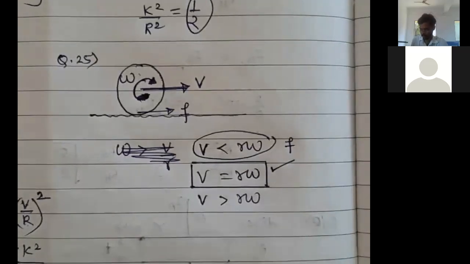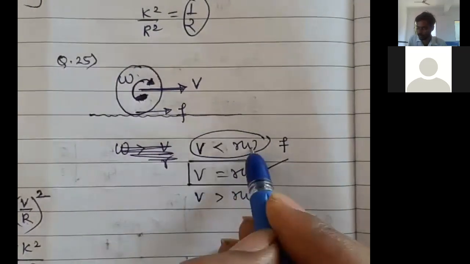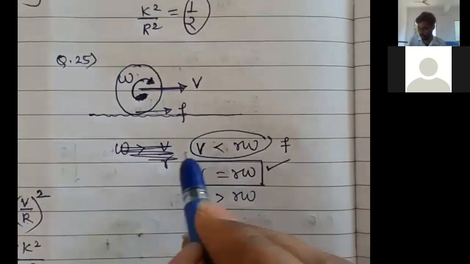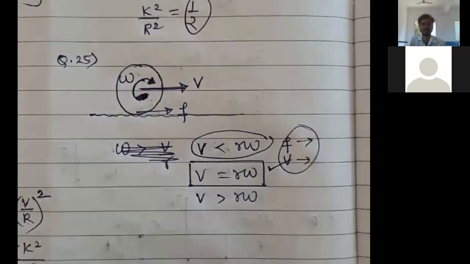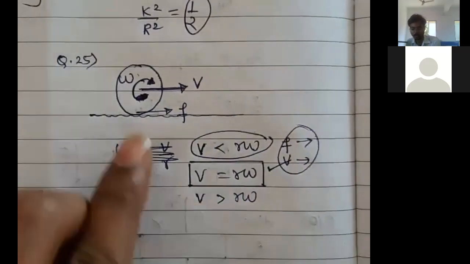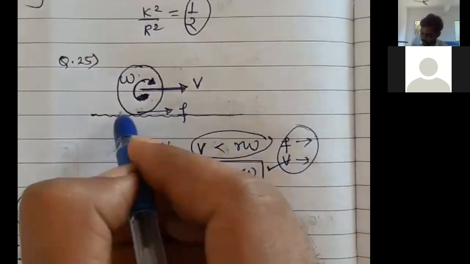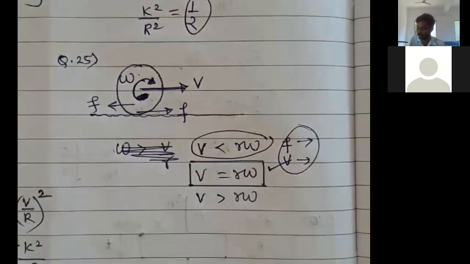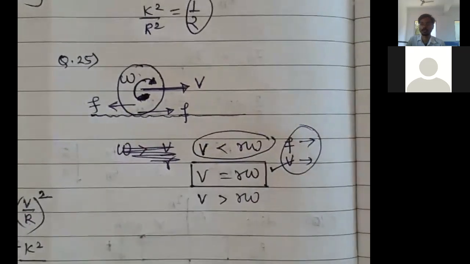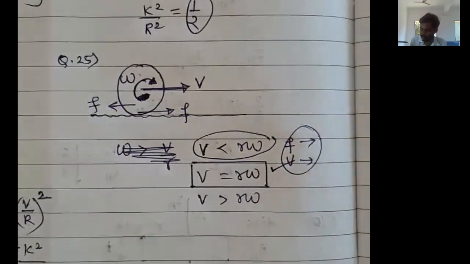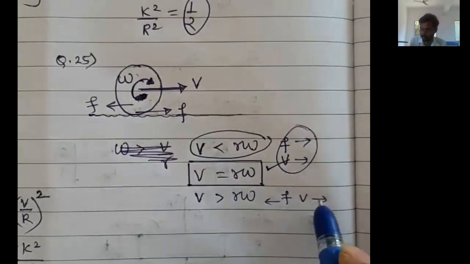Yes, okay, fine. So I was saying that if velocity is less than r omega, then friction will try to increase the velocity, so friction and velocity will be in the same direction. And if velocity of center of mass is more than r omega, friction will try to decrease the velocity. So the answer depends on the situation. Try to get that logic. In this case, friction will be backward and velocity will be forward. This will be the situation.